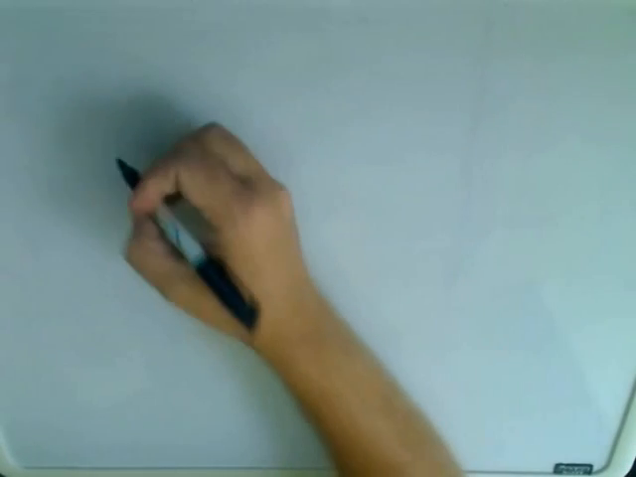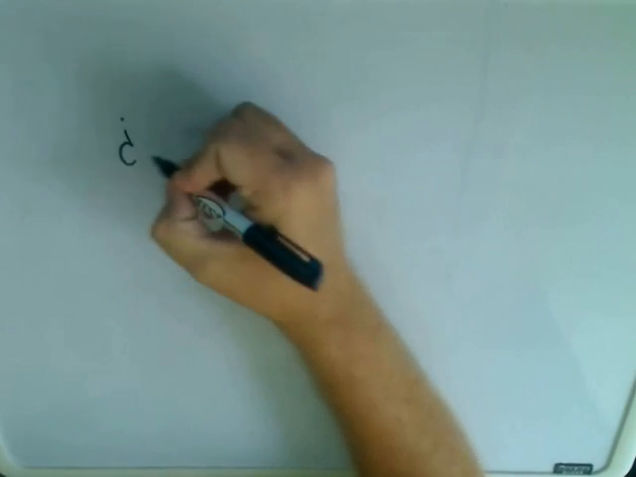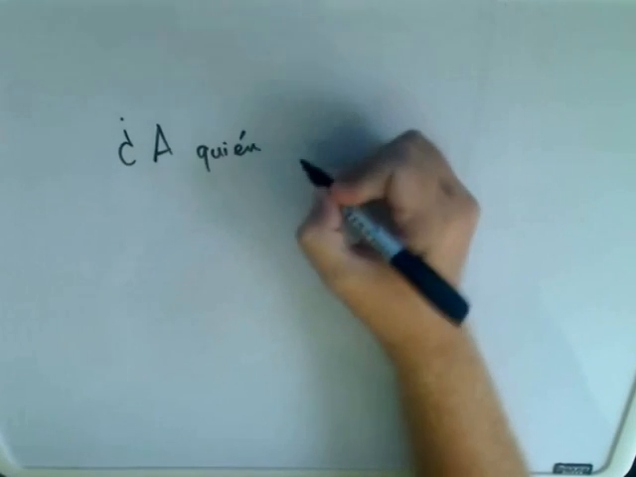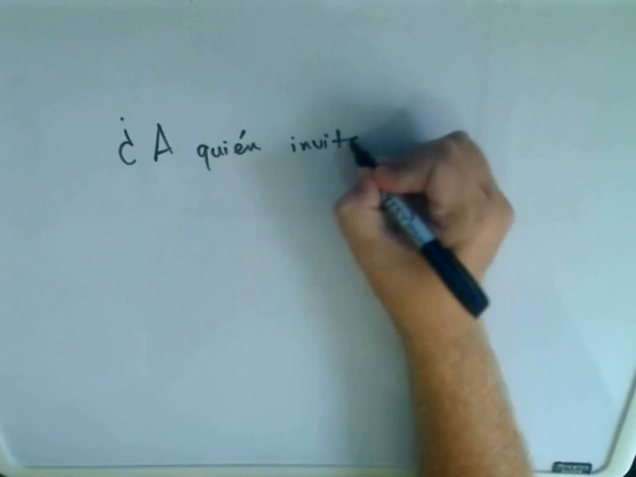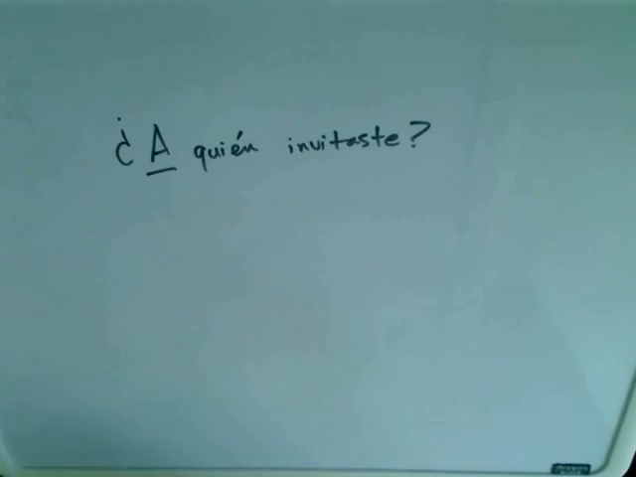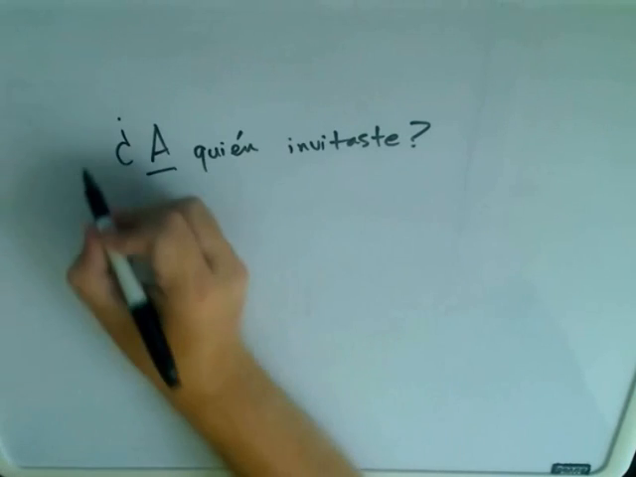Again, another example with a question. Who did you invite? ¿A quién invitaste? So here we have, again, the a personal showing up in our question. It's anticipated in the answer.